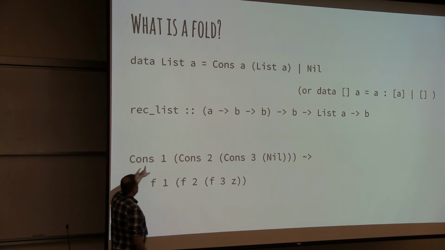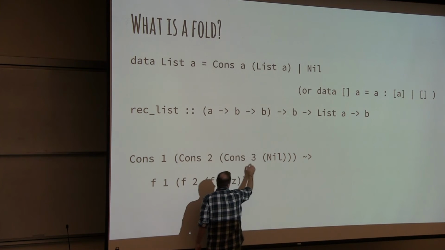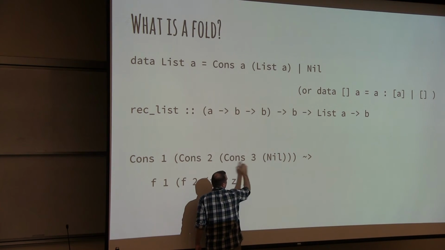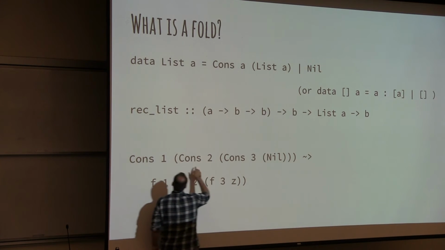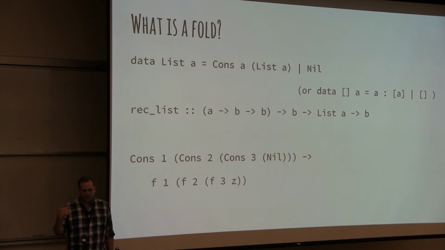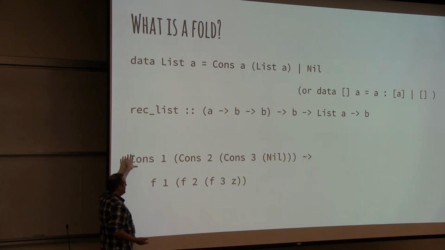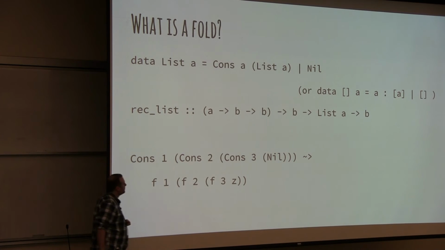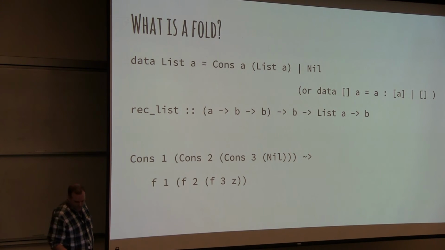And this is how it looks. This is the list 1, 2, 3. This is the empty list, nil. The list with the only element 3 is Cons 3 nil. The list 2, 3 is like this, and the whole list 1, 2, 3 is all this. If we fold over that list, we transform this into this. Do you see some similarities between these two things? It's kind of the same shape.